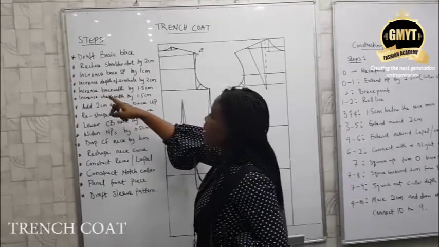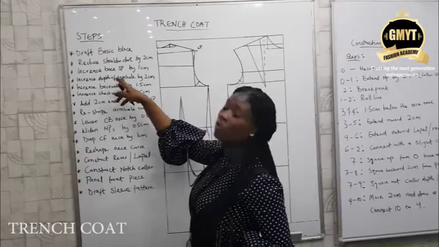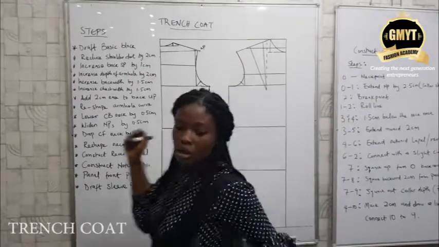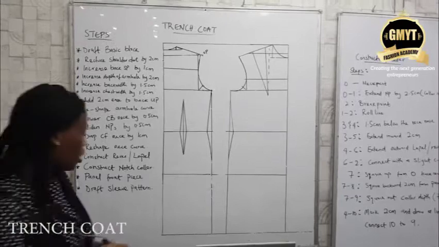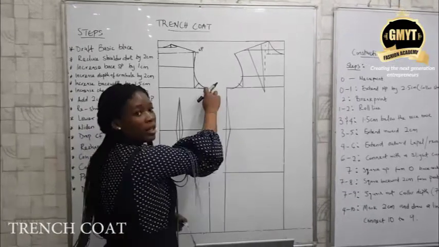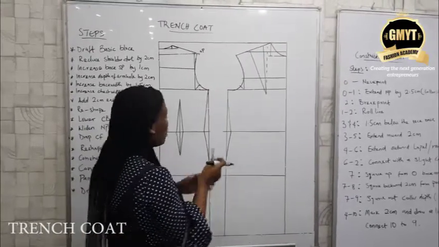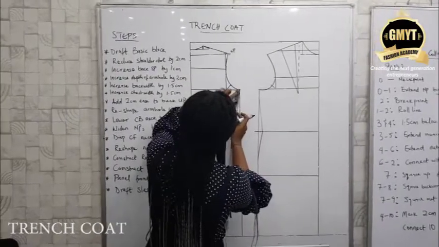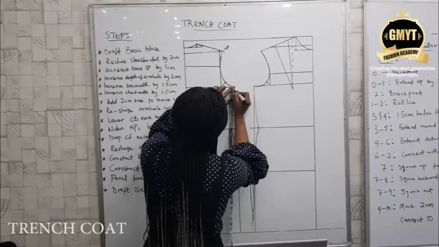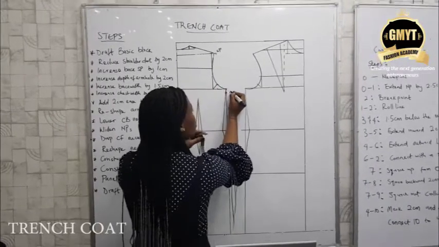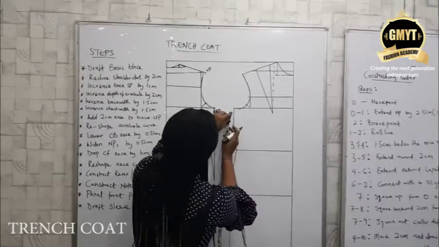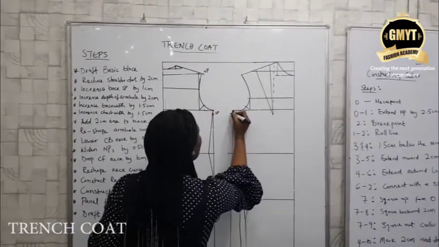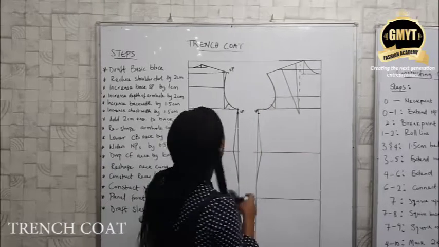So the next thing says increase your depth of armhole by 2 cm. This is my depth of armhole here. So I'm coming down 2 cm. So this is going to be my new UP, under arm point. So you do the same thing for the front. My new UP, under arm point.